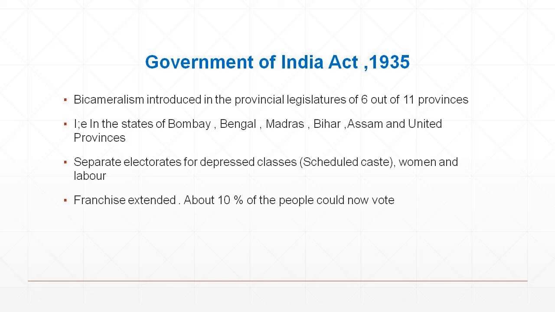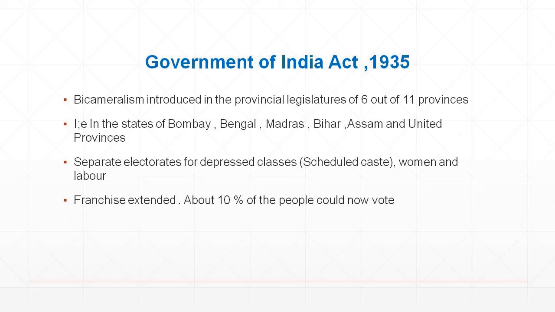Thus, the legislatures of Bengal, Bombay, Madras, Bihar, Assam, and the United Provinces were made bicameral, consisting of a legislative council and a legislative assembly. However, many restrictions were placed on them. Fifth, it further extended the principle of communal representation by providing separate electorates for depressed classes, women, and labor workers.